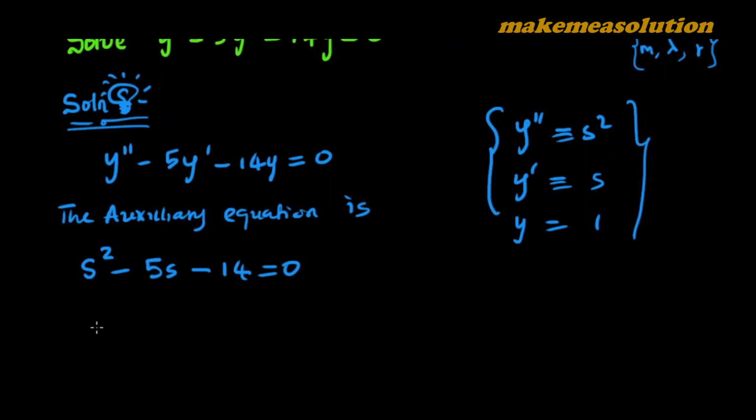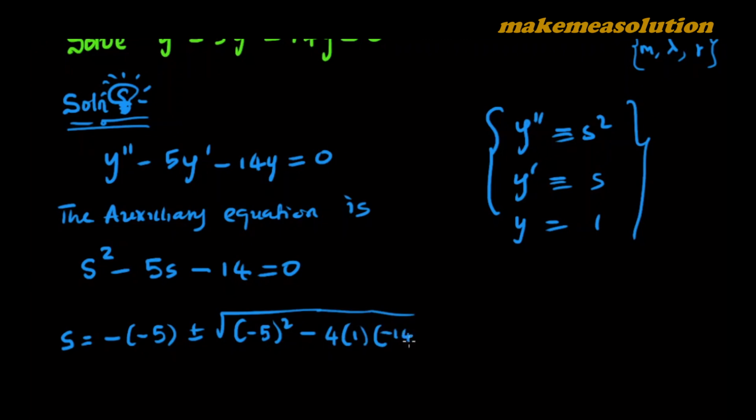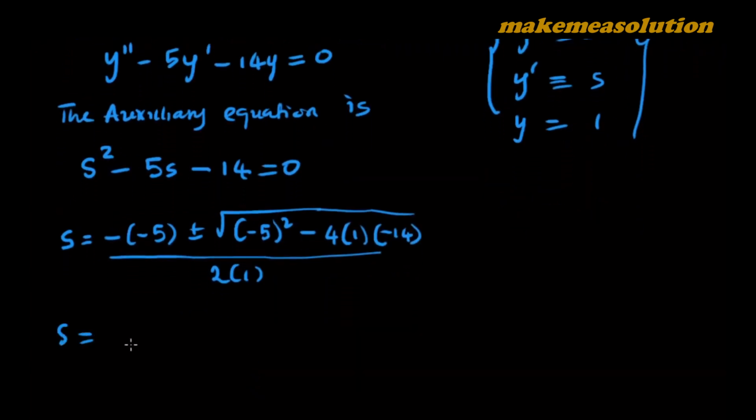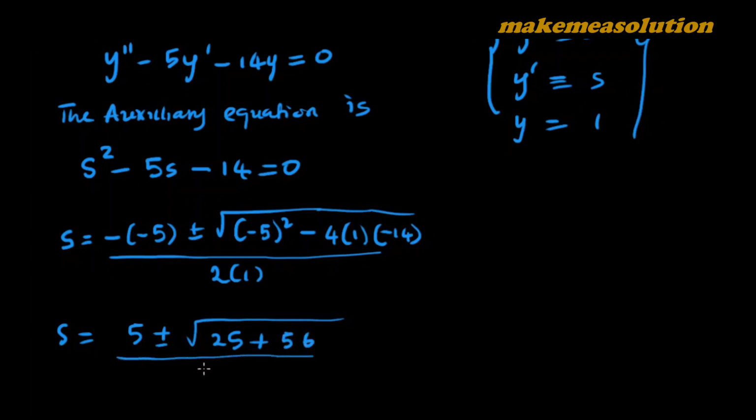So when we solve these auxiliary equations using the quadratic formula, we have s is equal to, our b term is minus 5, so minus negative 5 plus or minus the square root of negative 5 squared, then minus 4 times a, where c is negative 14, over 2a, which is 2 times 1. So we are going to have s equal to 5 plus or minus the square root of 25, then plus 14 times 4, which is 56, all over 2.